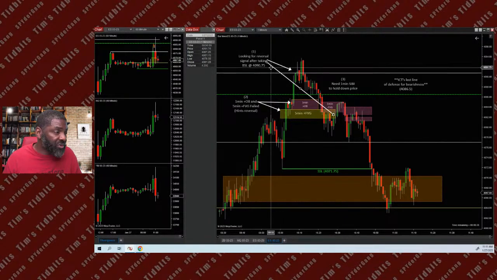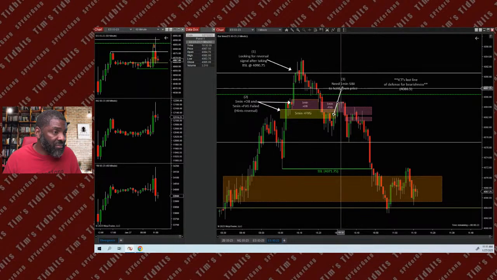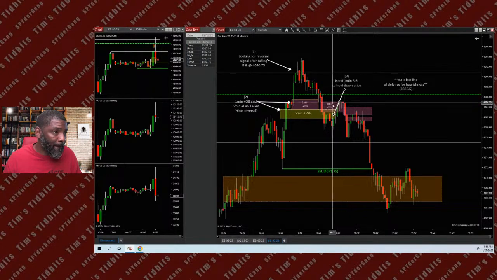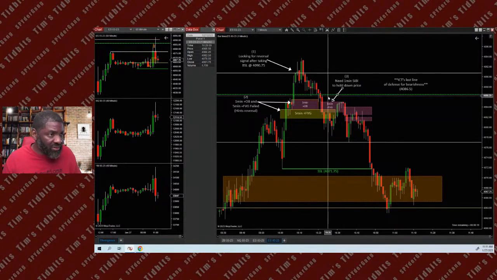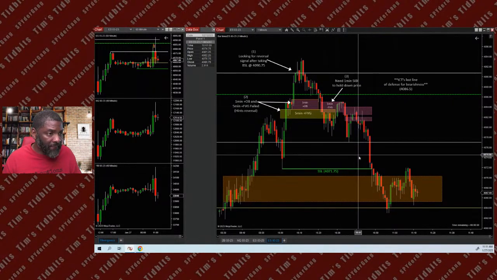I used to have a shortcut where I could turn that snap off, but it doesn't let me do it no more. Need 1 minute SIBI to hold down price. All right.